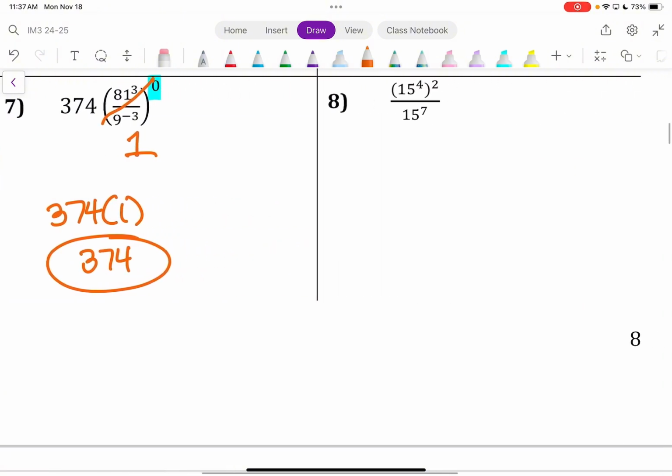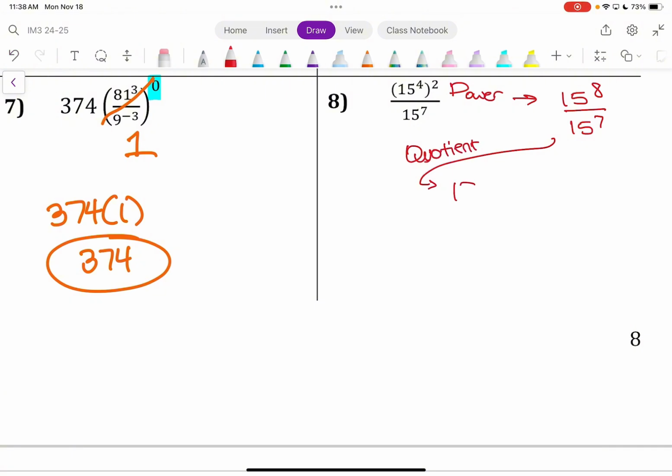And we're going to finish off with number 8. 15 to the fourth raised to the second over 15 to the seventh. This right here on the top is a case of a power rule. So that's 15 to the 8th over 15 to the 7th. We can do quotient rule on this. Quotient. Whoops. How do you spell this? Quotient. That's going to be 15 to the 8 minus 7, which is equal to 15. That's your final solution, 15.